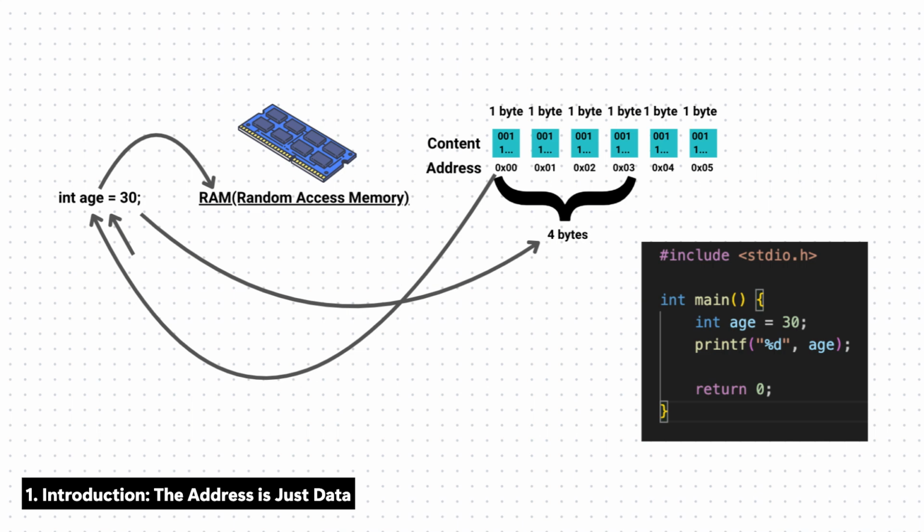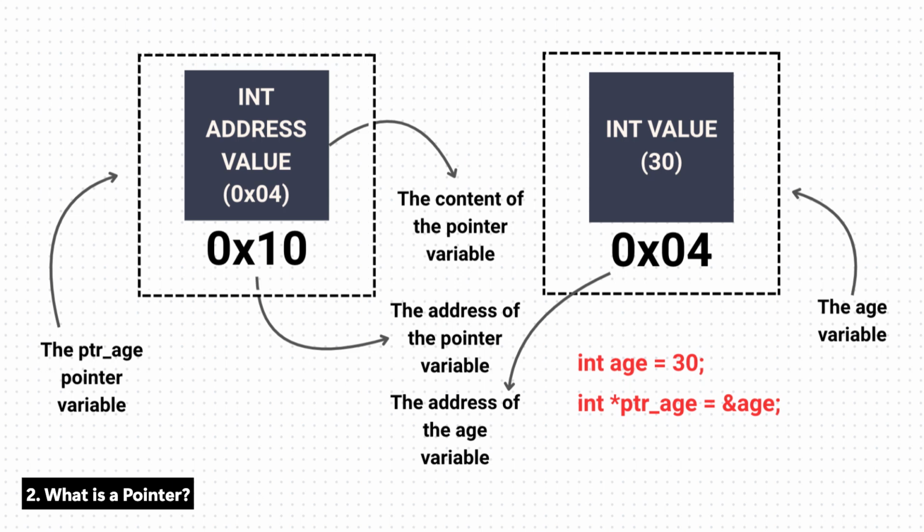First, introduction. The address is just data. In the last lesson, we established that every variable, like integer age equals 30, has a unique memory address. That address is simply a large number, usually represented in hexadecimal. The key idea of this lesson is, if an address is just a number, we should be able to store it in a variable.